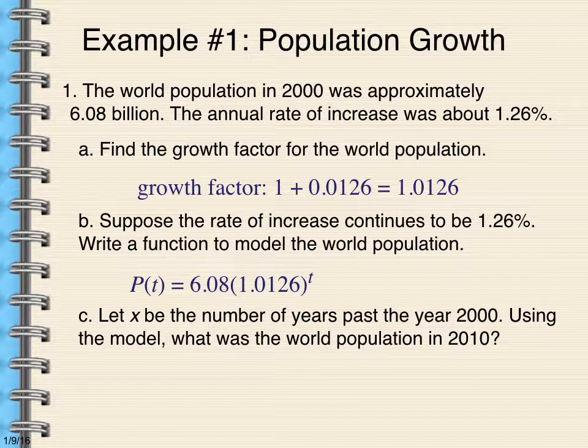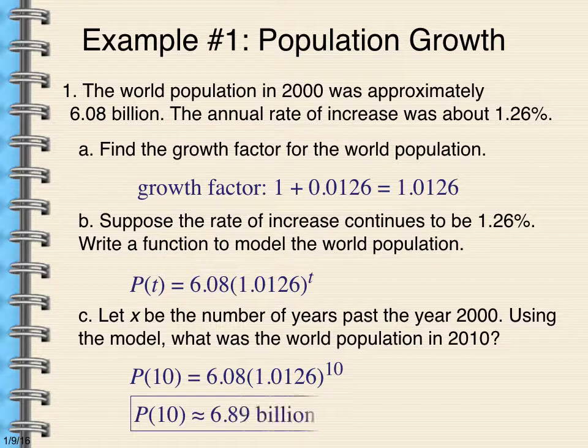So what we do is we evaluate this formula for t equals 10, and we use a scientific calculator at this point, or graphing calculator, and we get that in the year 2010, which is 10 years after the start of this study, the world population would have been 6.89 billion.